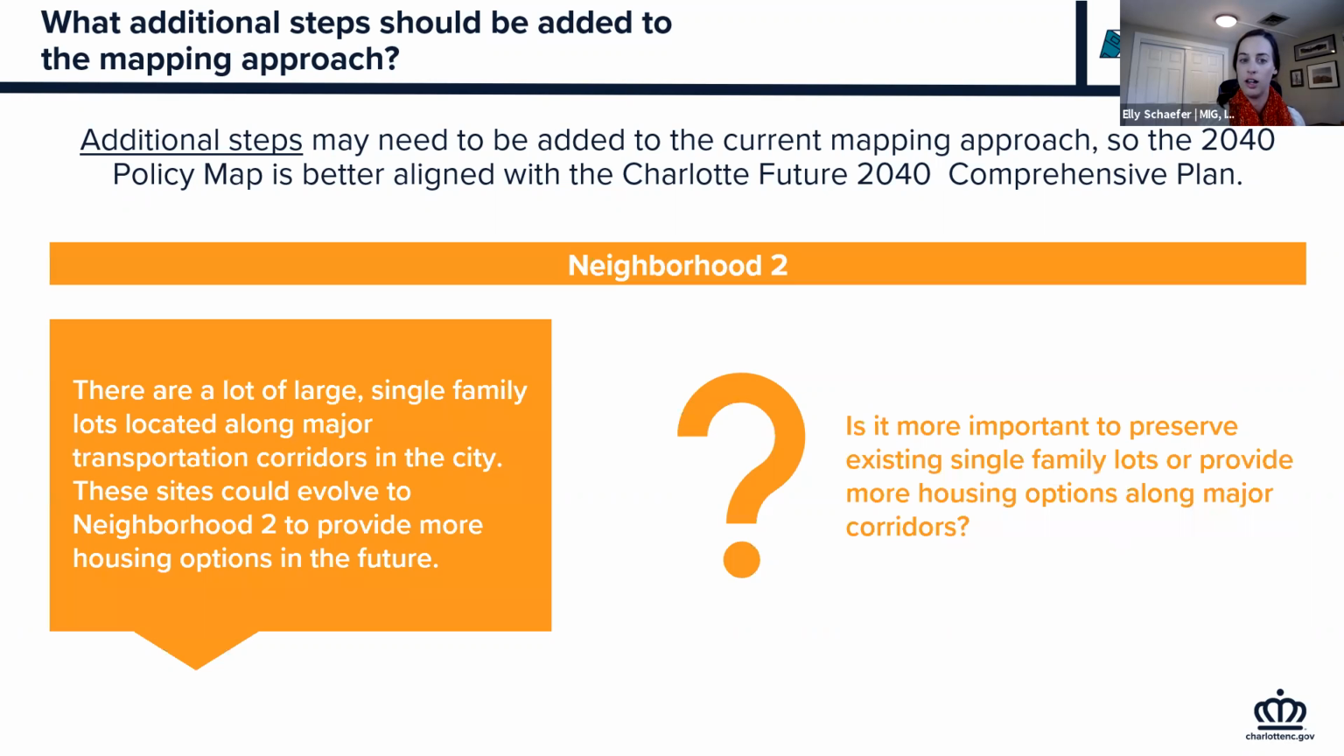So next, let's look at what we've observed related to neighborhood 2. We've noticed that there's a lot of large single-family lots located along major transportation corridors in the city. These sites could potentially evolve in the future to become more of a neighborhood 2 place type and provide more housing options in the future along that existing major transportation infrastructure.